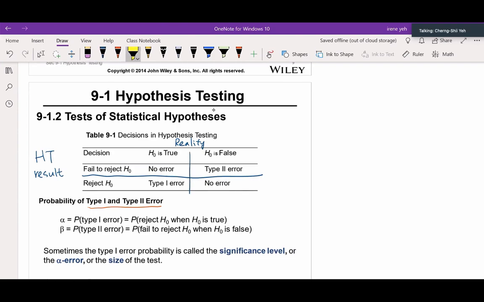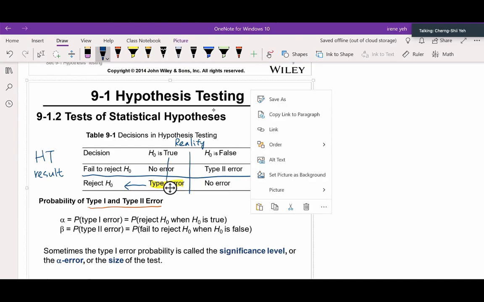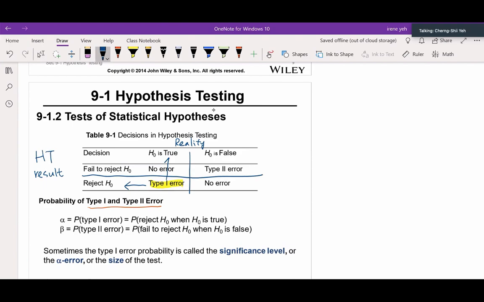Let's start with type 1 error. What is type 1 error? When your conclusion is to reject your H0, you reject it because you believe it is wrong, so you conclude your H1. In reality, your H0 is actually true. So you're rejecting a true statement. That's when you make a mistake, and we refer to that type of mistake as a type 1 error.